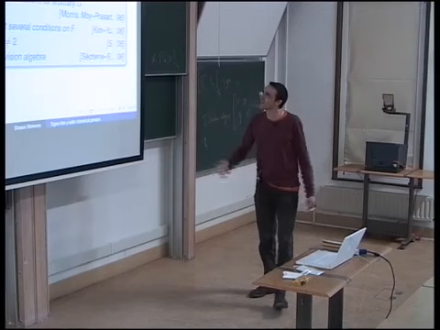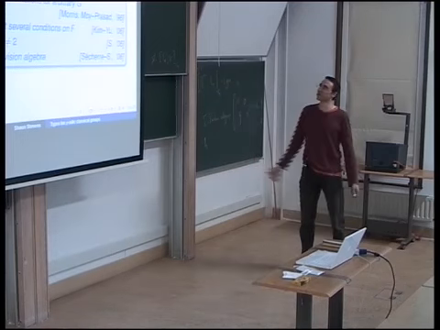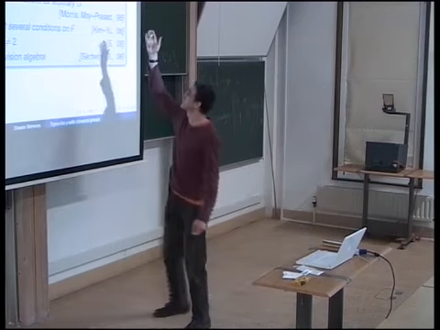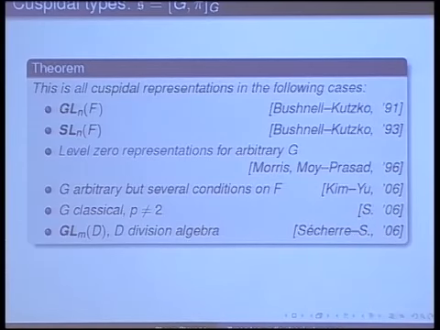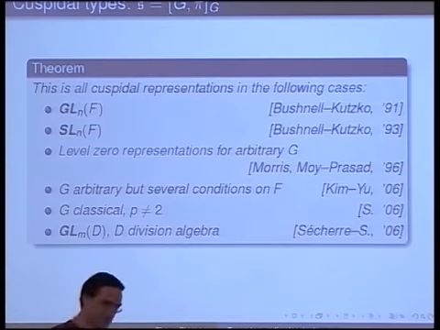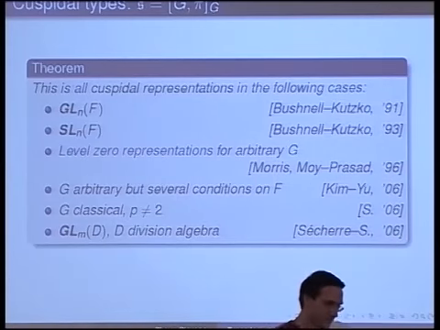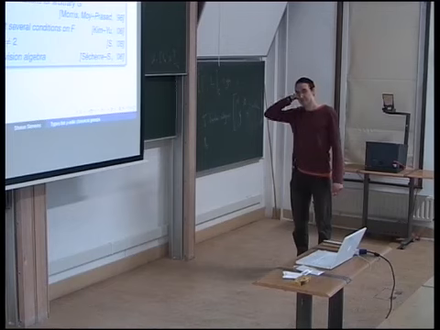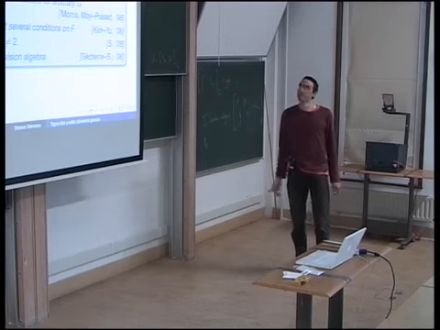Okay, so then here's a theorem that, in fact, this is all cuspidal representations in various cases. So for GLN and SLN, this is due to Bushnell and Kutzko. So actually, I should add that this theorem, in a sense, has a long history. And some of the first results, I think, in terms of constructions of cuspidal representations go back to Howe in the 70s. And then there have been various partial results in between.